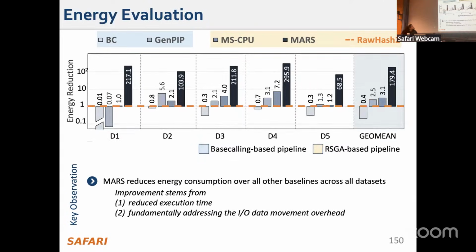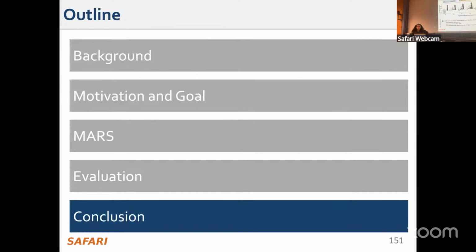Again, similarly, we compare these baselines, but this time for energy, and we show that it reduces energy consumption over all other baselines across all datasets. And the improvements stem from reduced execution time and also reduced data movement overhead.